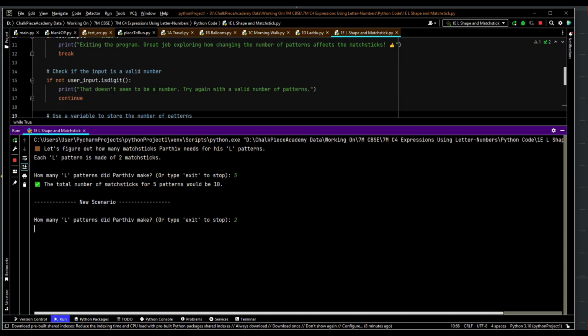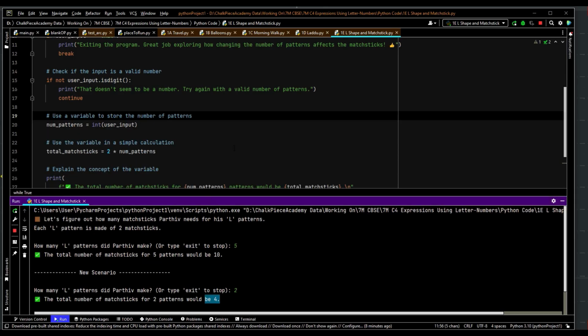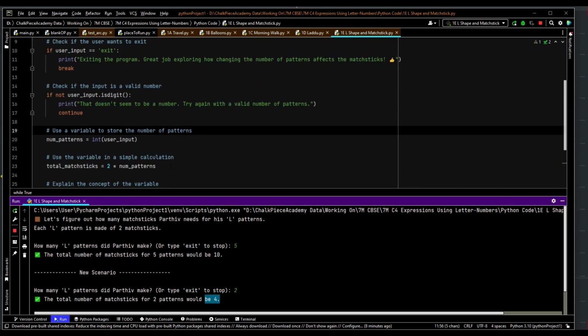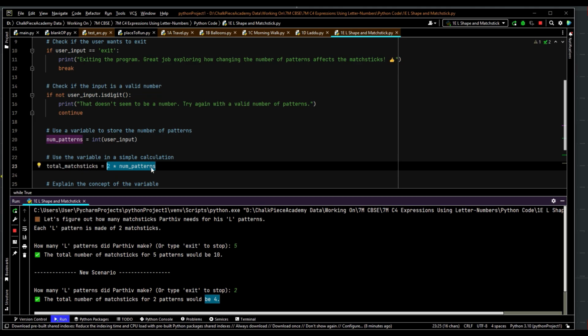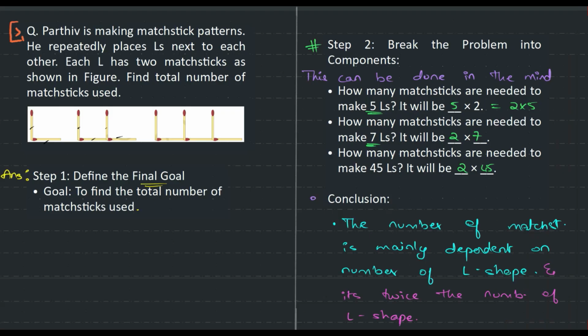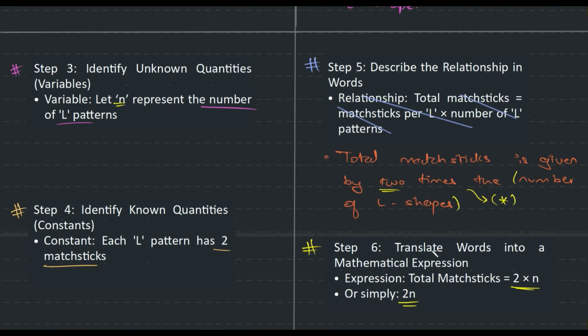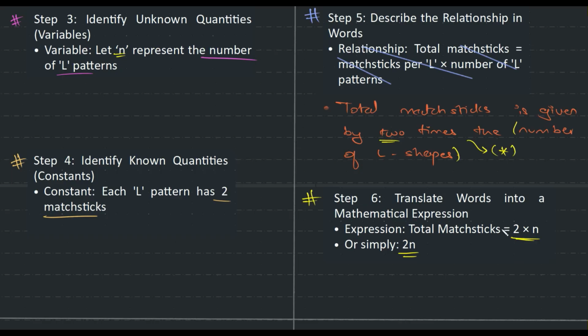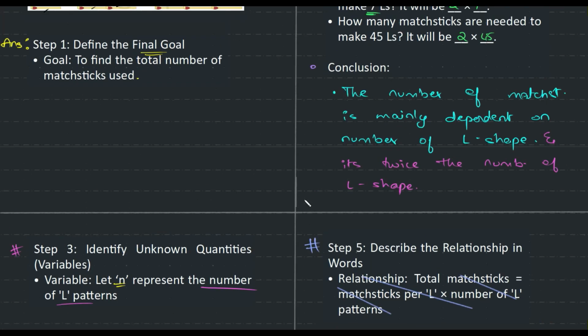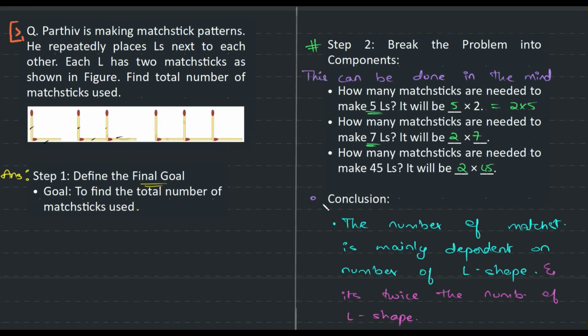Okay. So I'll just go with 2. And the number of matchsticks is 4. So as you can see, 2 into number of patterns is okay, or number of patterns into 2 is also okay. But the standard is to write the number first, as in the number we know, and then the variable. That's the standard way to write.